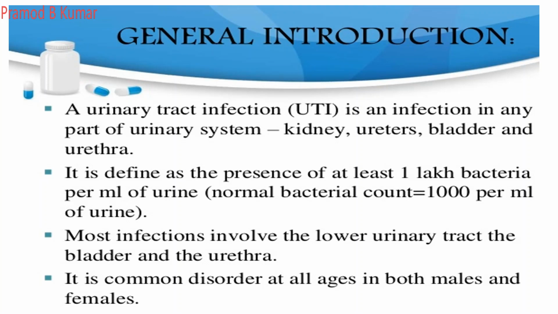then the particular patient is said to suffer from urinary tract infection, and the normal bacterial count in the urine is around 1000 per ml of urine. So if the bacterial count increases in the urine, then the patient is said to suffer from urinary tract infection. Okay, most infections involve the lower urinary tract, the bladder and the urethra. So this is where the infection usually occurs, and it is a common disorder in all ages, in both male and female.